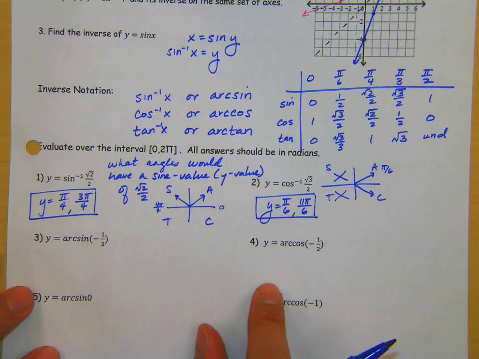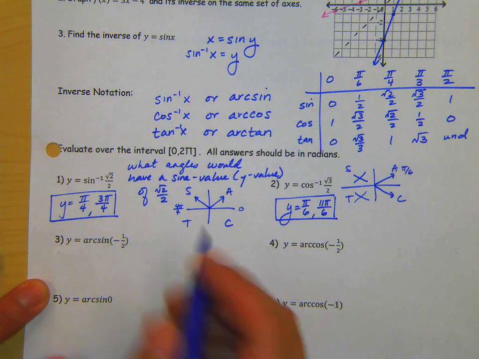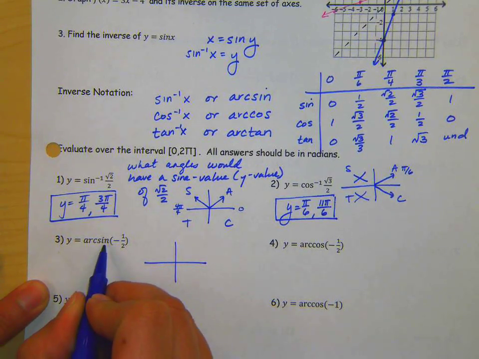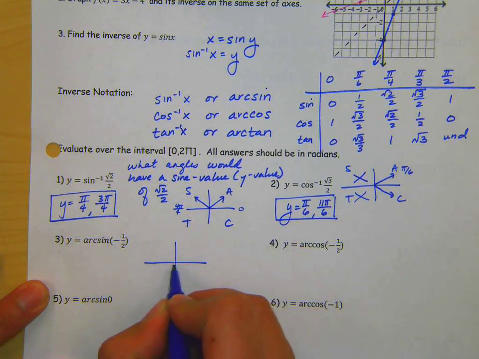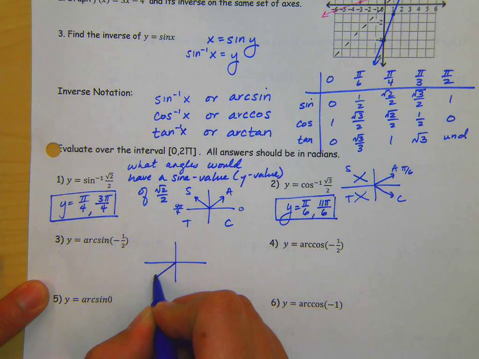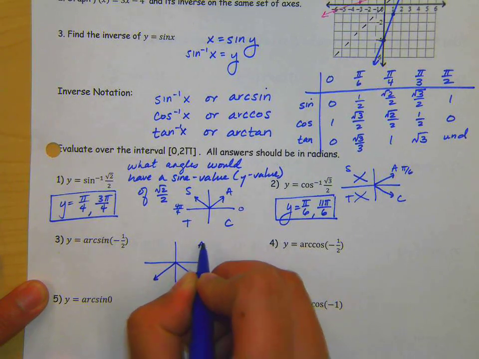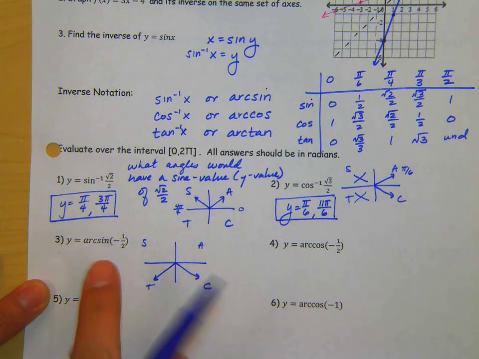All right, let's take a look at number 3. Arc sine of negative 1/2. Okay, so we're looking for quadrants that have a sine value that's negative. Okay, so that would be over here in quadrant 3 and also over here in quadrant 4, because all students take calculus. So let's figure out what's our reference angle.